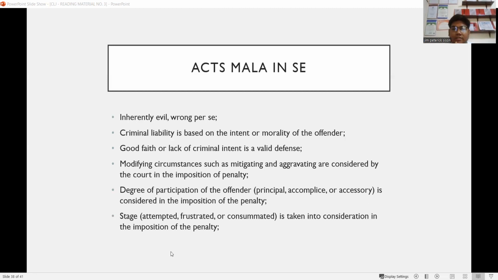And then we also have modifying circumstances in acts mala in se. So mitigating or aggravating circumstances are considered by the court in the imposition of penalty. Those are the modifying circumstances. So, if the crime is committed with cruelty or ignominy, aggravating circumstances. Mitigating, meaning there's an incomplete justifying circumstance. And then, the degree of participation of the offender, which is called principal, accomplice, or accessory. Okay? And stages of the commission of the crime. We have attempted stage, frustrated stage, and consummated stage. Okay?